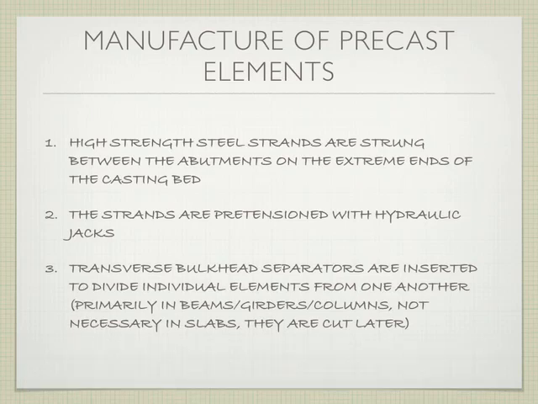So how do they do this? What they do is at the ends of the casting beds, they have these nice solid blocks, and I'll show you pictures so that makes sense. These nice steel blocks are called abutments, and they string these tension cables in between the abutments wherever they belong inside the beam. And then they stretch those cables, and they add in what are called transverse bulkhead separators to break that big, long 600 feet into its component 60-foot parts.